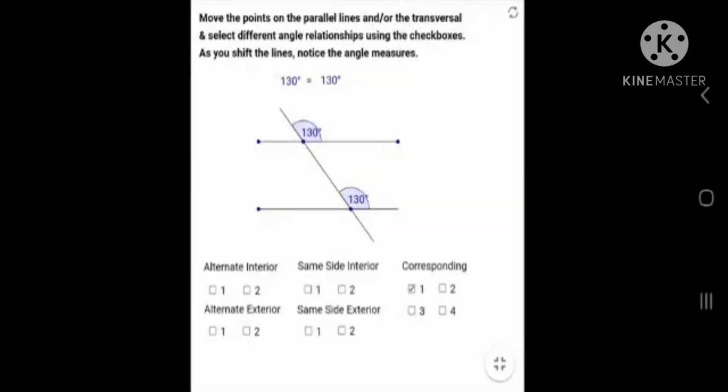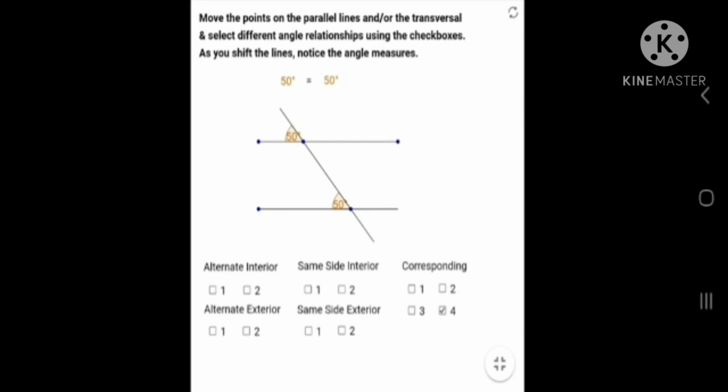So let's explore all the angles now, all the pairs that are formed whenever a transversal intersects two parallel lines by taking some angles here. So as you can see here, this is the first pair, 130, 130. This is the corresponding angles, first pair of the corresponding angles, 130 each. This is the second pair, 50 degrees each. Third pair, fourth pair. As you can see here, first, second, third, fourth. So these are corresponding angles and they are always equal.